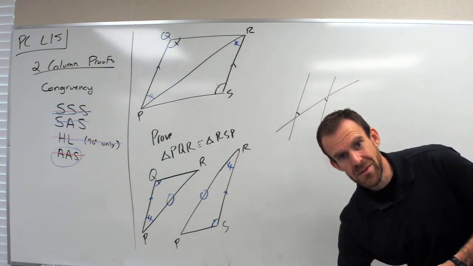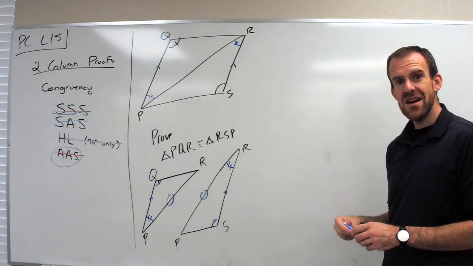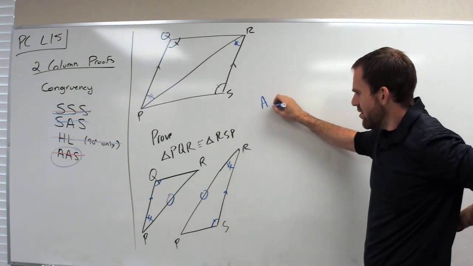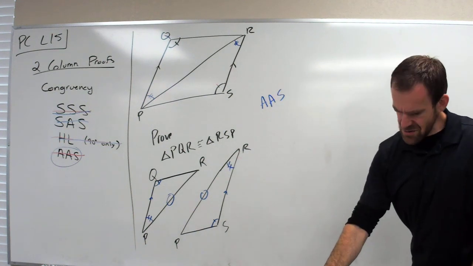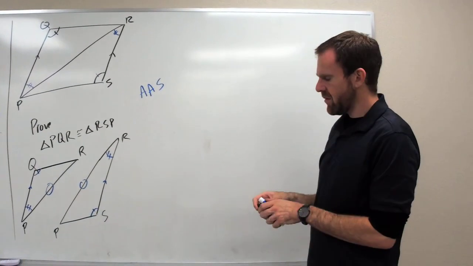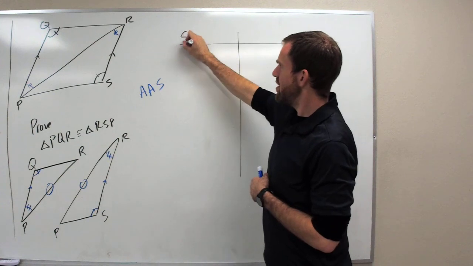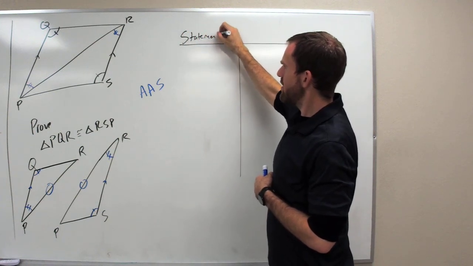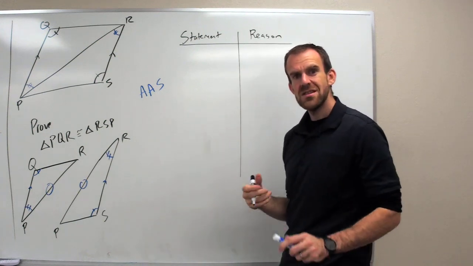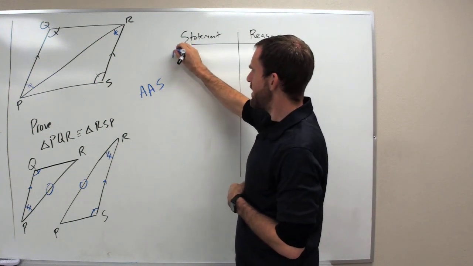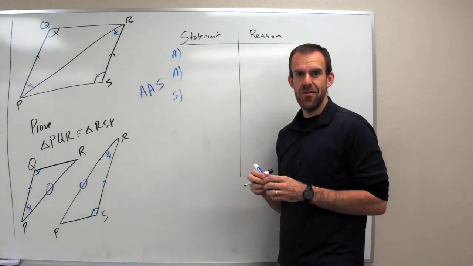From all of that information, I can write my two-column proof. Why? Because I've proven an angle, another angle, and a side. So how are we going to do this? Well, we'll jump back over here. And we're going to do our two-column proof with our statement on the left and our reason on the right. Now, since I'm proving angle, angle, side, I need to have an angle, and a side. You must write those out.